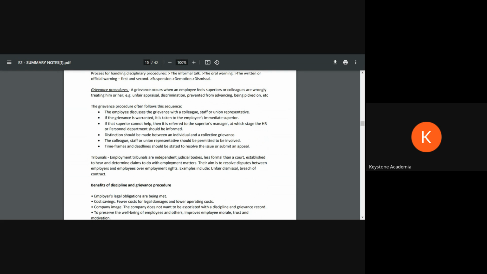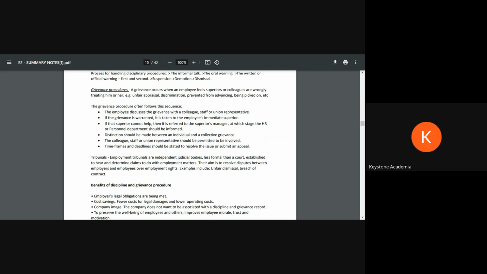Okay, so a grievance procedure essentially is when an employee feels that they've been treated unfairly, they've been wrongly dismissed. Give me some examples of being unfairly treated. They're being picked on for how they look. Discrimination. These are all things the employee might feel they're being treated unfairly on. Are they not?